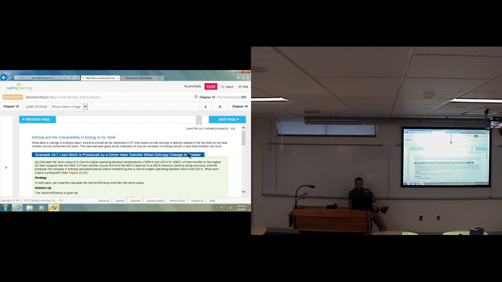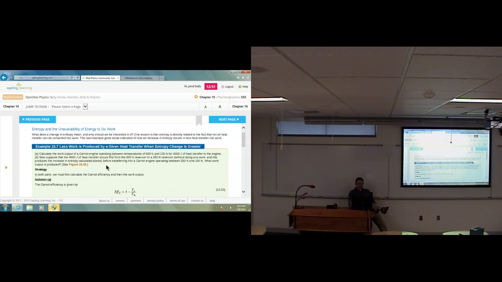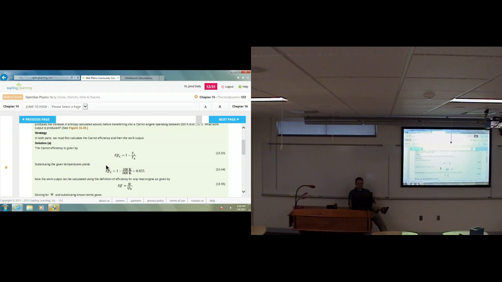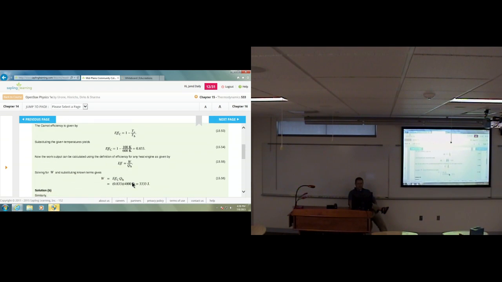Here we have the work output of a Carnot engine between two temperatures. Suppose this produces energy. Essentially, we're taking the previous example and using it inside a Carnot engine between those two temperatures with that same flow of heat, and they calculate the efficiency at 0.833 for the Carnot engine.